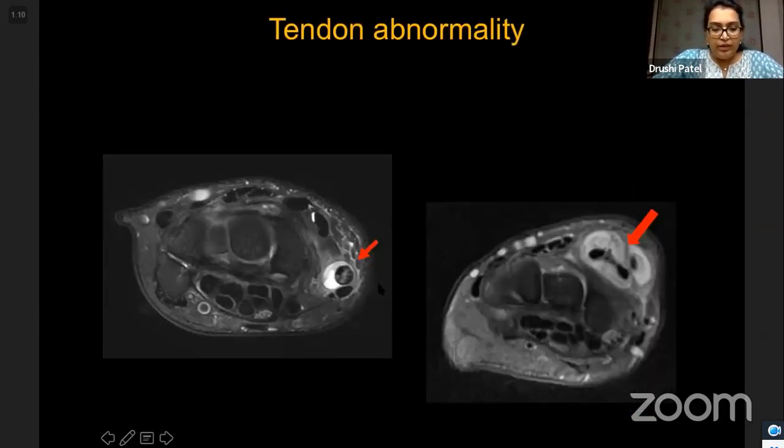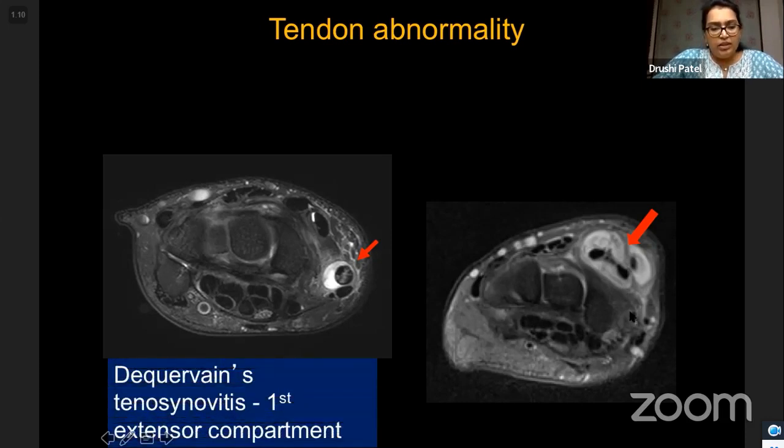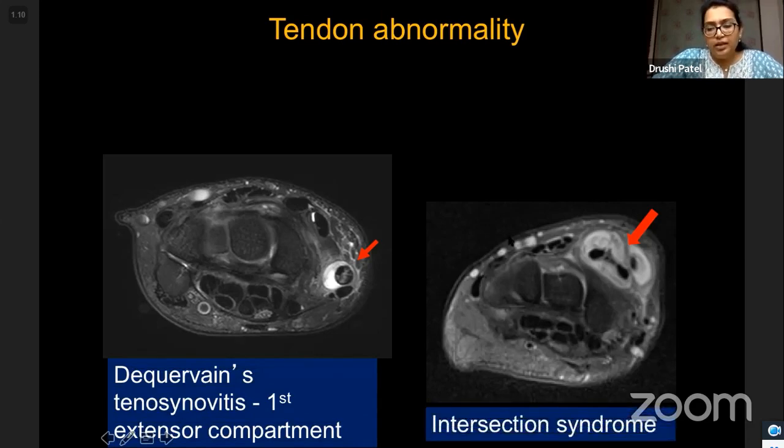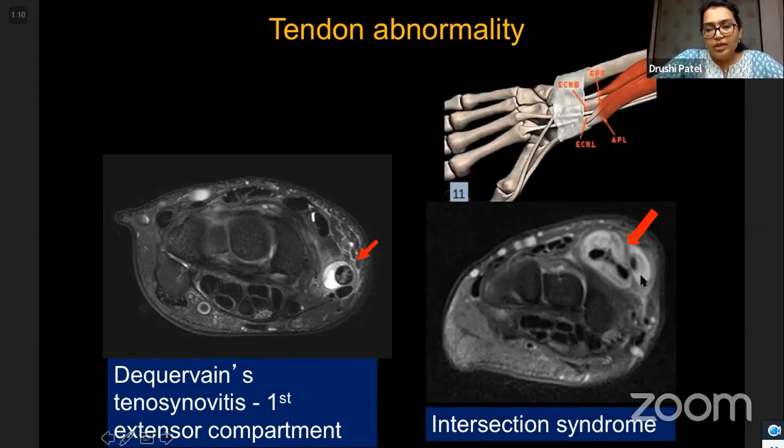Another case, here you can identify that there is first compartment tendinosis with associated tenosynovitis. Another patient where this is the fourth compartment, this is the third and the fourth compartment, second and the third compartment that is involved. So this is de Quervain tenosynovitis, when tendinosis tenosynovitis is involving the first extensor compartment, and this is intersection syndrome. What is intersection syndrome?